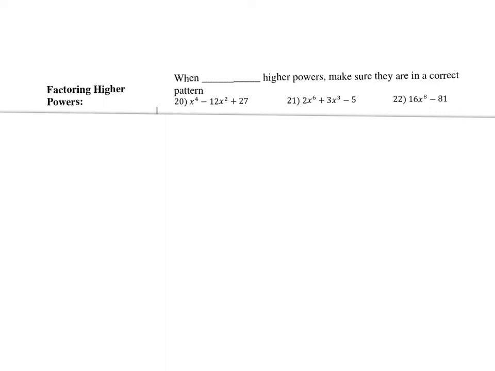All right, next up here, we're going to look at factoring some higher powers. When you are factoring these higher powers, you want to make sure that the exponents are in the correct pattern. The correct pattern is a times x to some power, so I'll use p since it's a power, plus b times x to that power divided by 2, and then plus c.